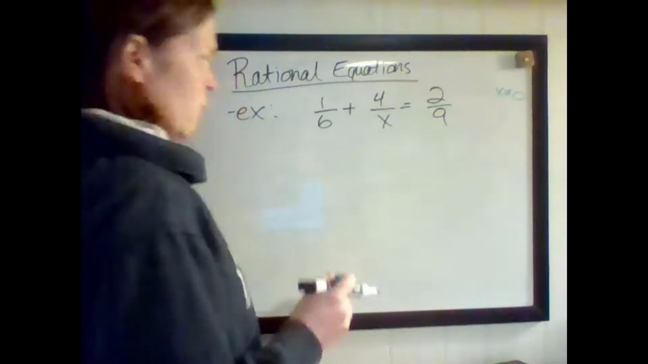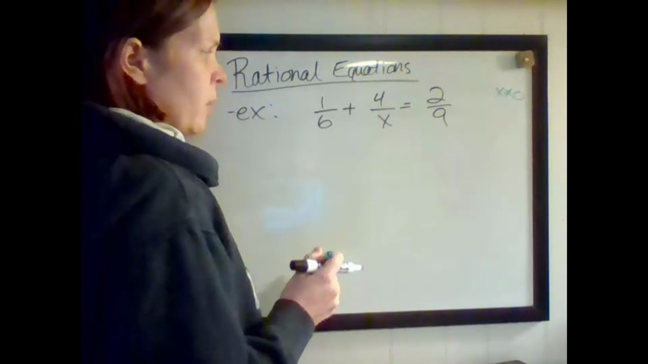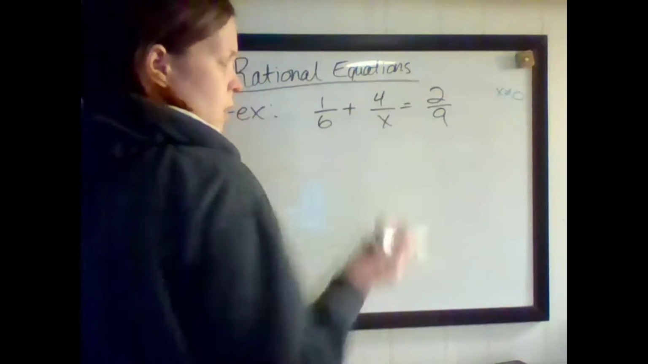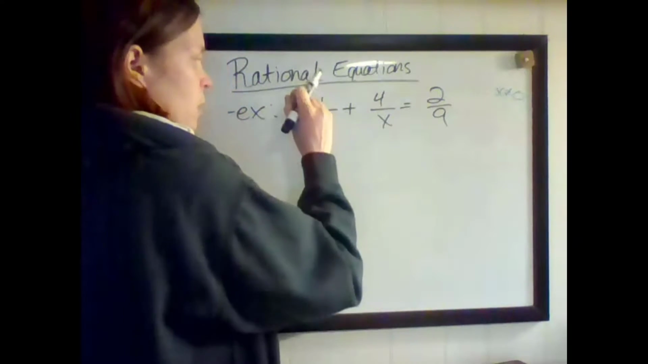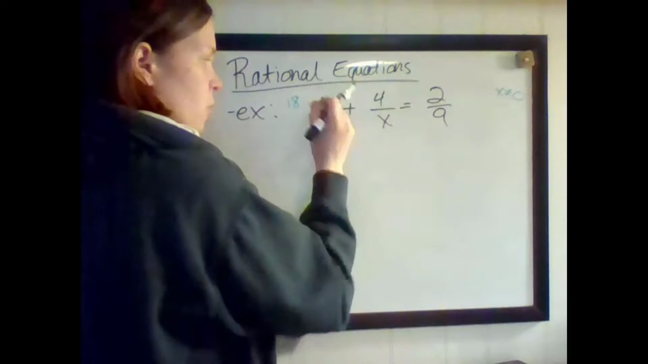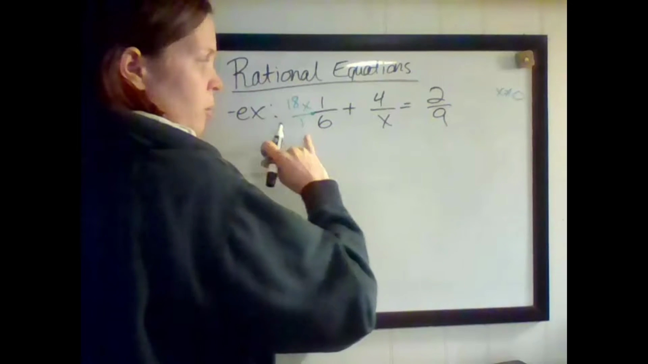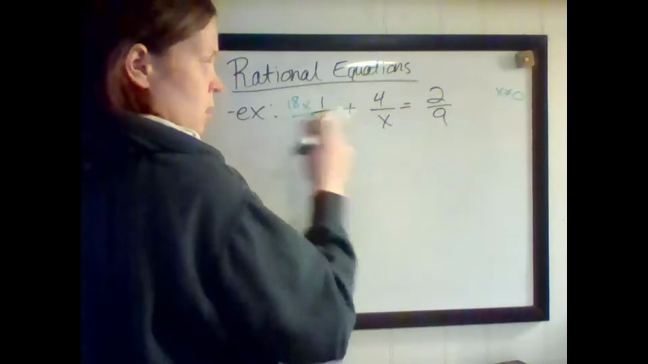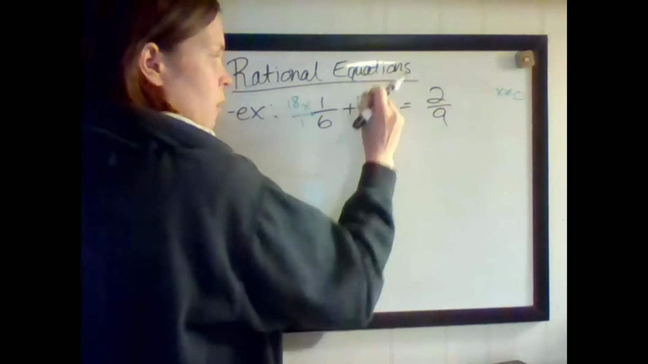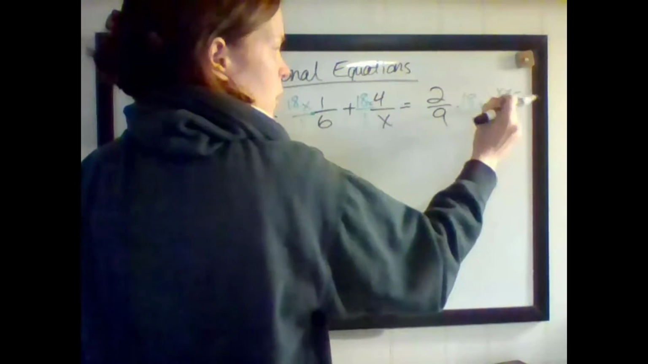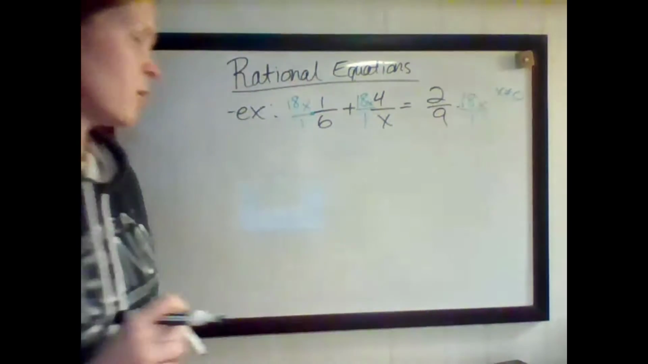Now let's look at what my least common denominator is going to be. I've got 6x and 9. In terms of the numbers, 6 and 9, the least common denominator is 18. But then I also have an x, so I'm going to have to do 18x over 1. I'm going to multiply this on both sides, distributing to both of these terms, and then do this over on the right side as well.